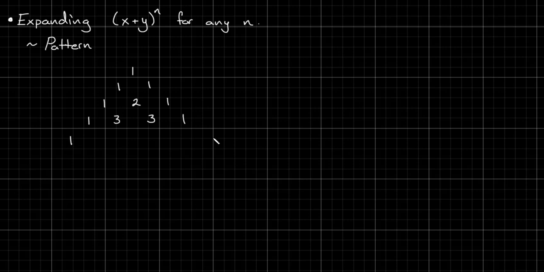I'll give you a hint. It starts with 1 and it ends with 1. I want you to do the next 2 rows of this, talking with your neighbors if possible. Let's try to figure it out. 1, 1, and the next one is going to have a 1 and a 1 all the way over here.